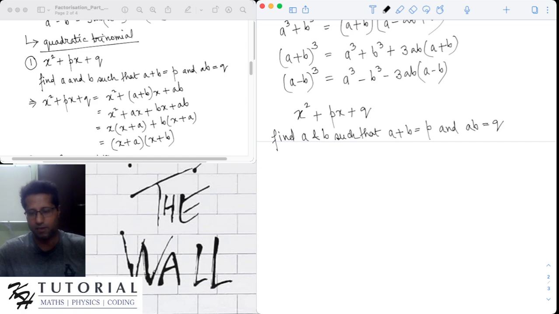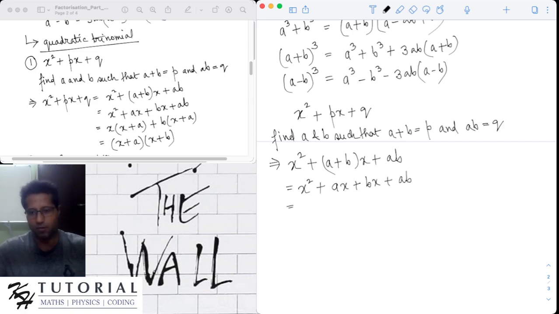Once a and b are found, we can say that the polynomial is x square plus p x plus q, and p we know is equal to a plus b. So instead of p, we will write a plus b times x, and q we know as ab. Now this polynomial can be factorized: x square plus ax plus bx plus ab.